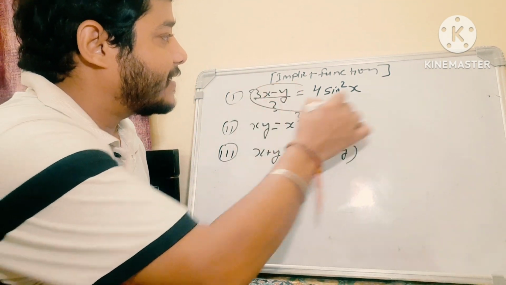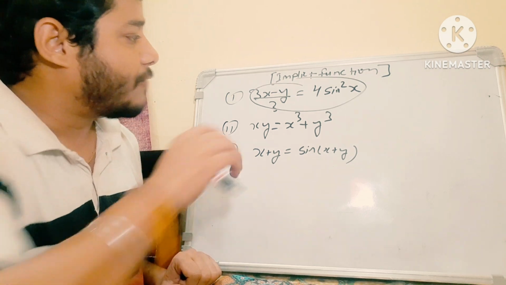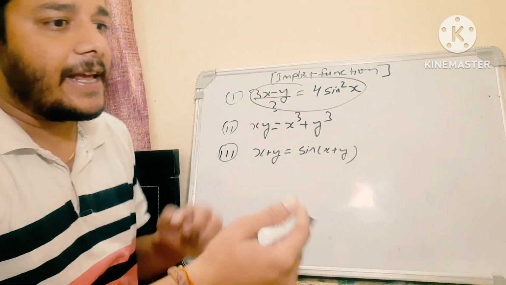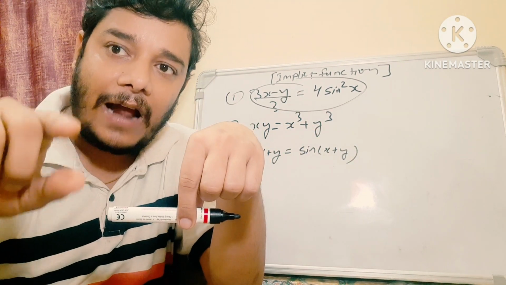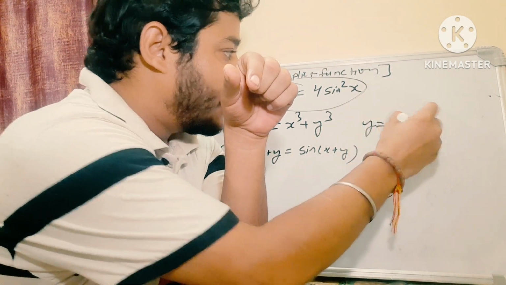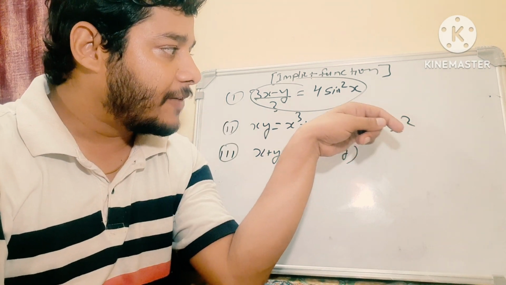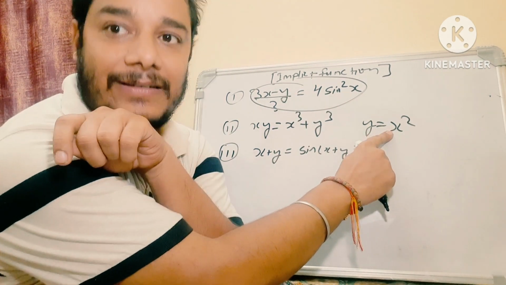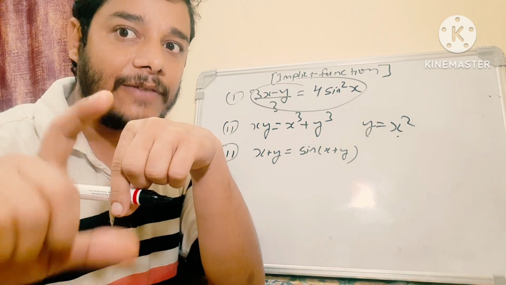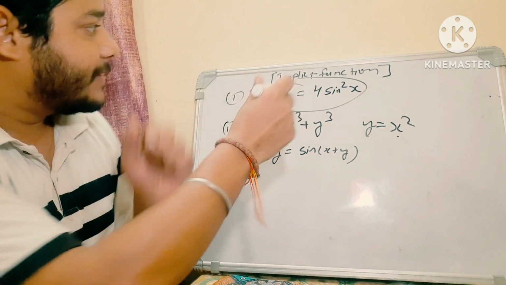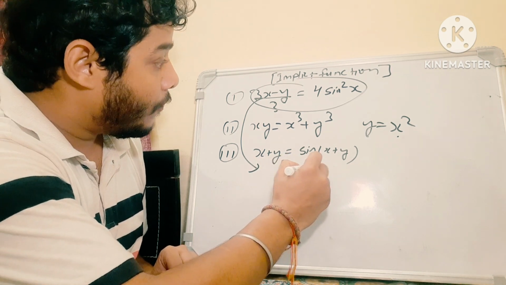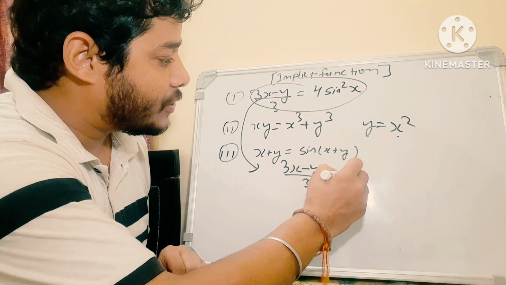Now see this example: (3x minus y)/3 is equal to 4 sine square x, right? If you solve this equation, basically you have to find the value of one variable in terms of the other variable. For example, here I wrote y equal to x square. So here the value of y is in terms of x. It means you can separate one variable from the other one, right? Same like that, if you solve this equation, (3x minus y)/3 is equal to 4 sine square x.